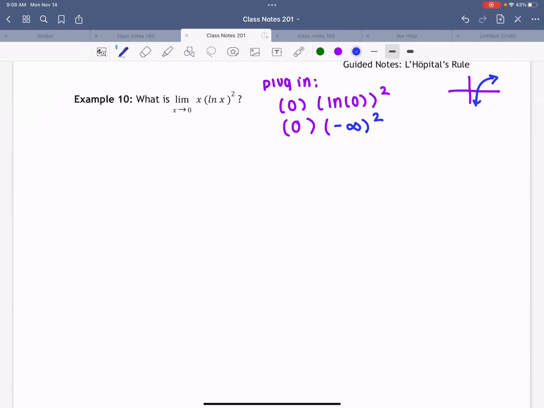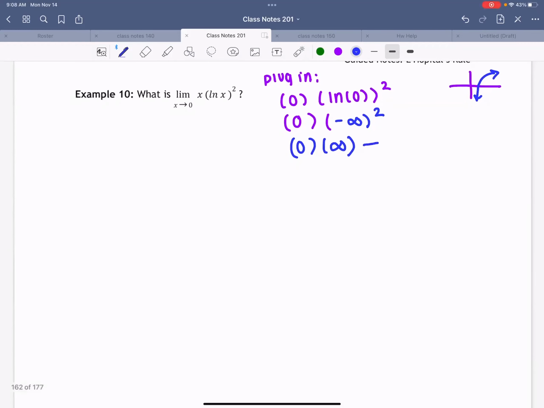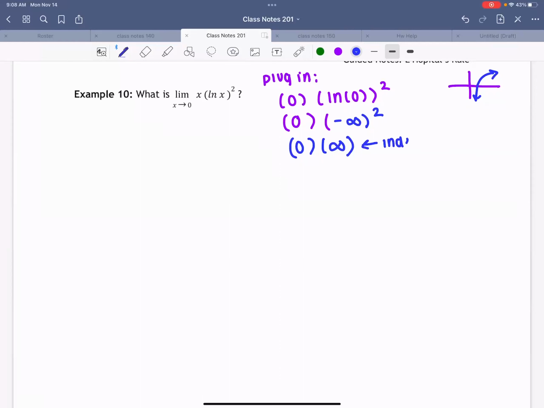What do you think negative infinity squared is going to? Positive infinity. When you square something, it becomes positive, right? So this is probably going to positive infinity, okay? So this limit is a type 0 times infinity. This is an indeterminate form, right? So that means we probably should use L'Hopital's rule on this, okay?